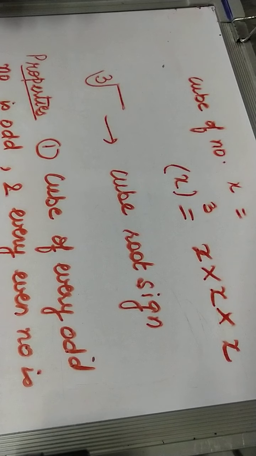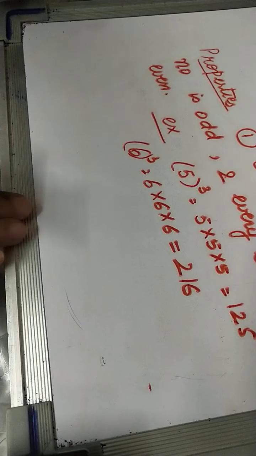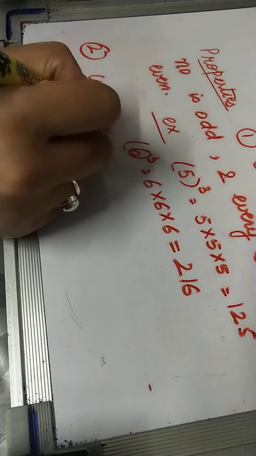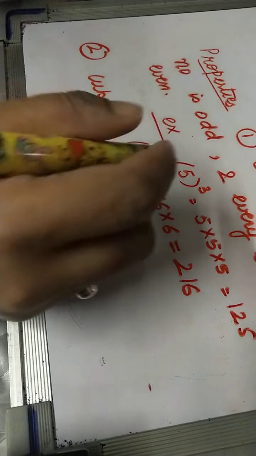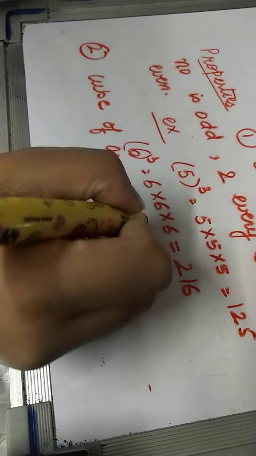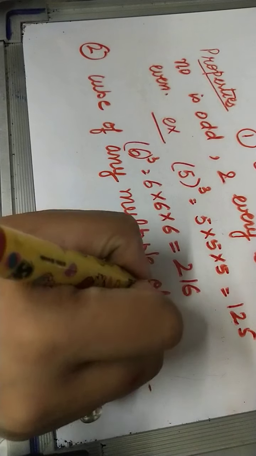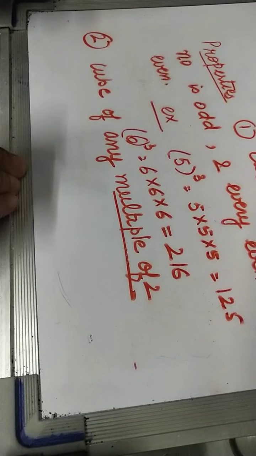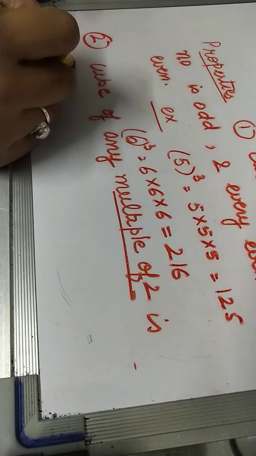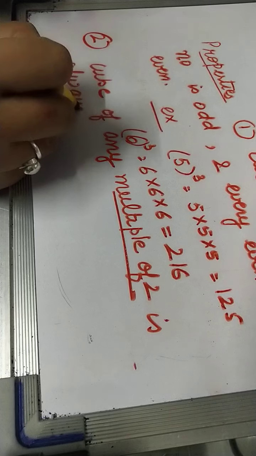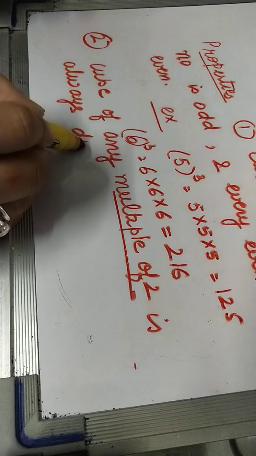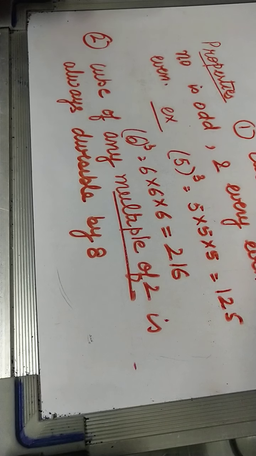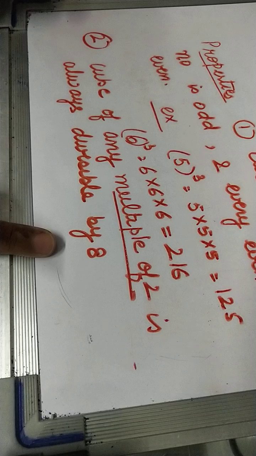Now, I'll take the second property of cubes. The second property of cubes says that the cube of any multiple of 2, any multiple of 2 means any even number, is always divisible by 8.